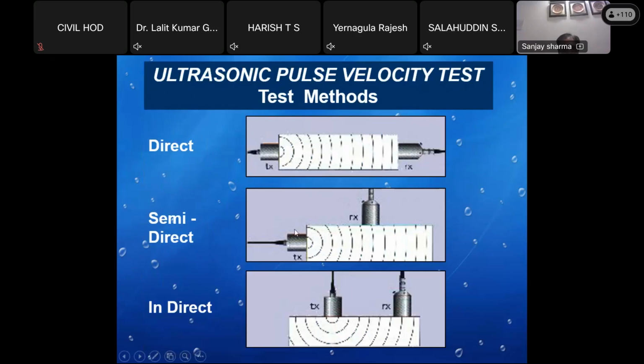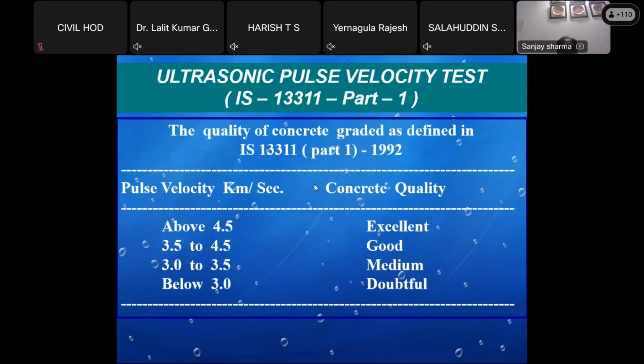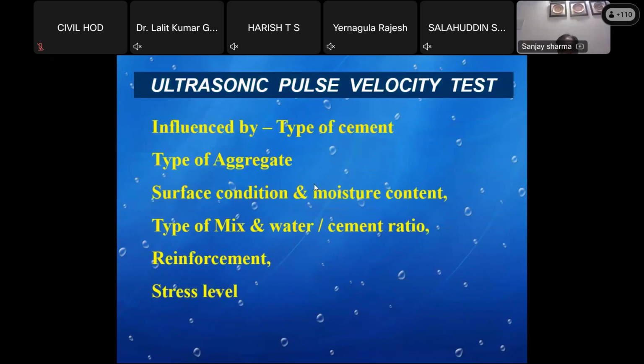It can be used in different ways, because the transmitter is sending the waves in all directions. Those waves are picked up, and these waves cannot travel through a void or air. If there is a void or air, they will take a longer path. So the time taken to travel from this end to this end is noted, and then you can see the velocity, and that velocity has been correlated with the quality of the concrete and maybe strength also. That is the old graph, and nowadays we have a new graph, 516. So it tells you the concrete quality.